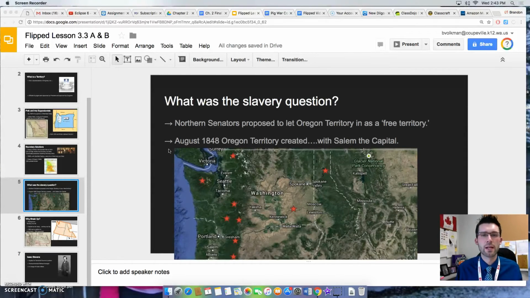So anyways, moving on. Once the Treaty of Oregon came into being, they had to figure out, okay, we're going to let Oregon in as a territory, but should it be free or should it be slave? Well, many senators in the North, actually most, wanted Oregon Territory to be a free territory, meaning no slavery. Now, people in the South didn't like that because that would mean that there would be more power in Congress for those who wanted slavery, which meant there would be a greater chance for slavery to be abolished, which would utterly destroy and blow up the Southern economy. In the end, Oregon Territory became free, and in August 1848, Oregon Territory came into being with Salem, the capital.